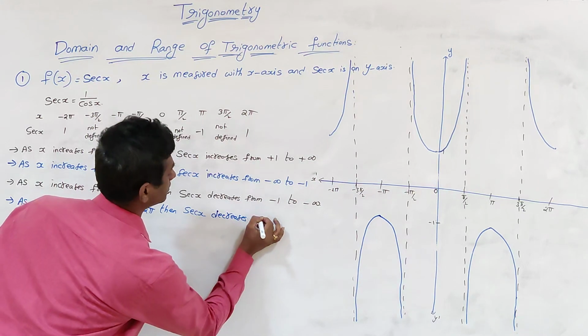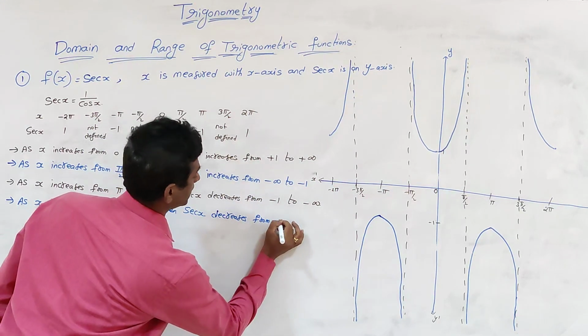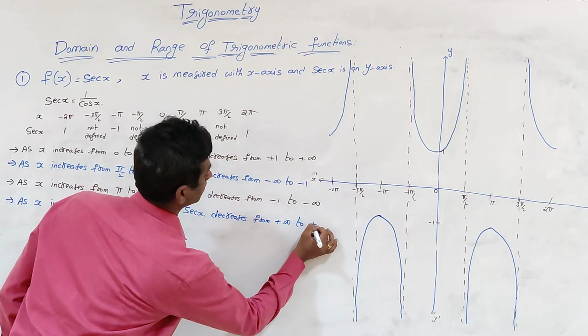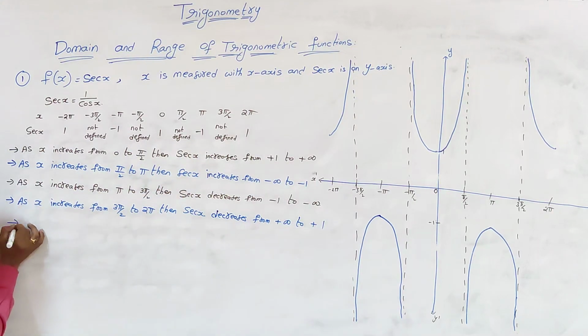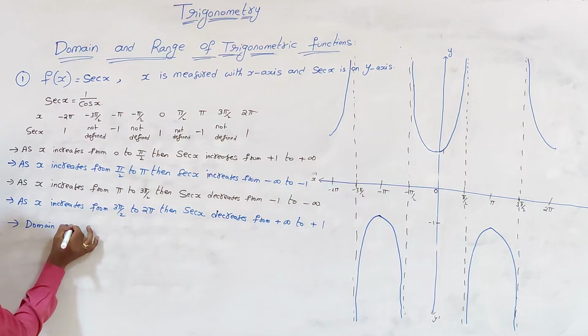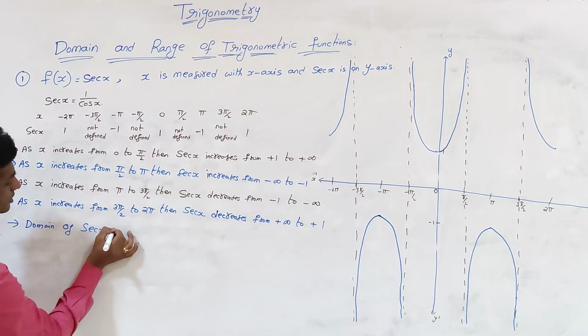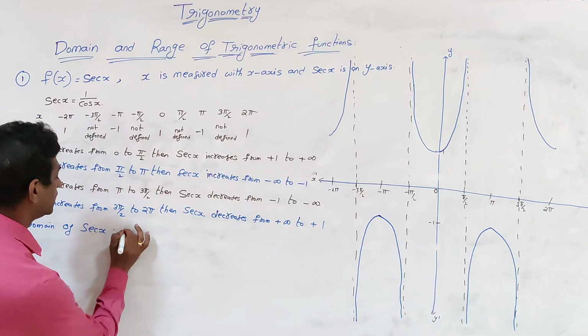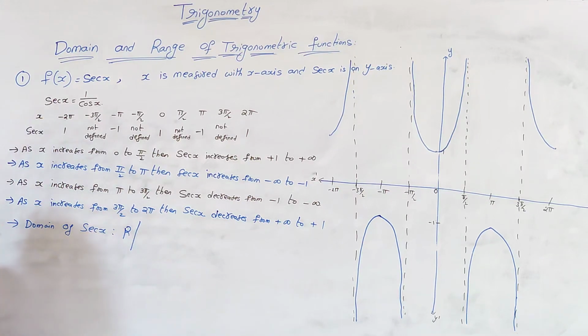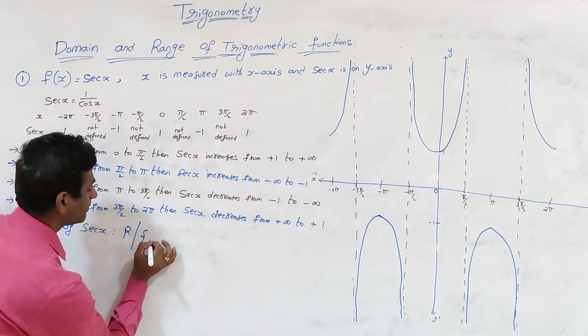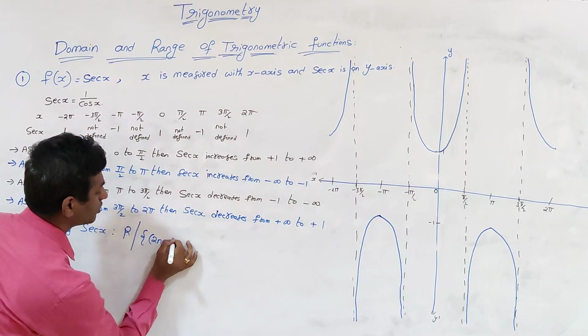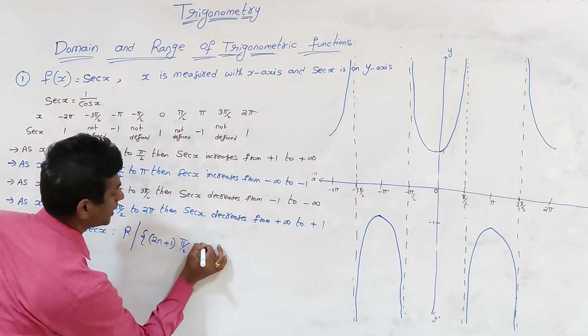Decreases from plus infinity to +1. Next, domain of secant x means it is R except odd multiples of pi by 2, that is (2n+1) times pi by 2, where n belongs to Z.